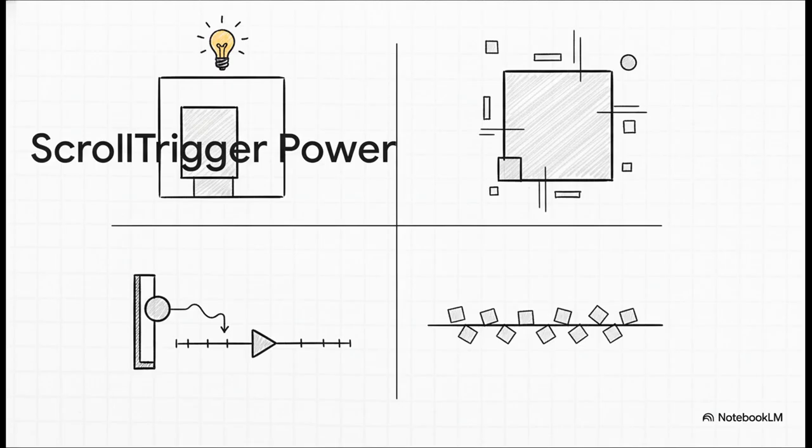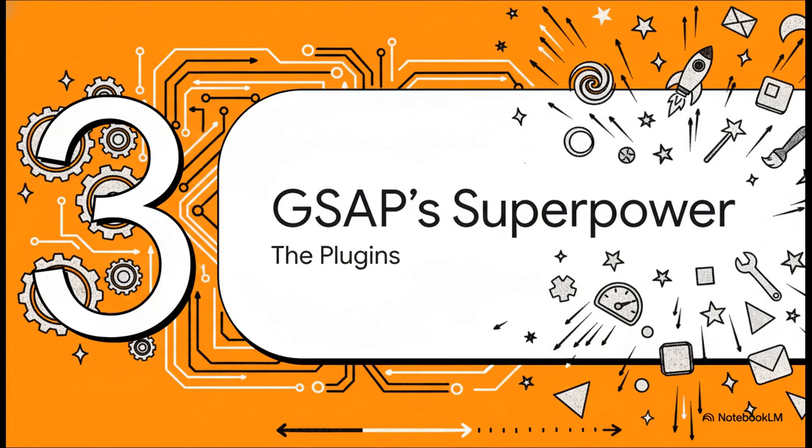Oh man, so much! You can trigger simple fade-ins as things scroll into view. You can pin a whole section in place for really dramatic effect while other content scrolls over it. You can scrub an animation, which means its progress is literally tied to how far you've scrolled. You can even handle hundreds of these animations at once, super efficiently. It's wild.